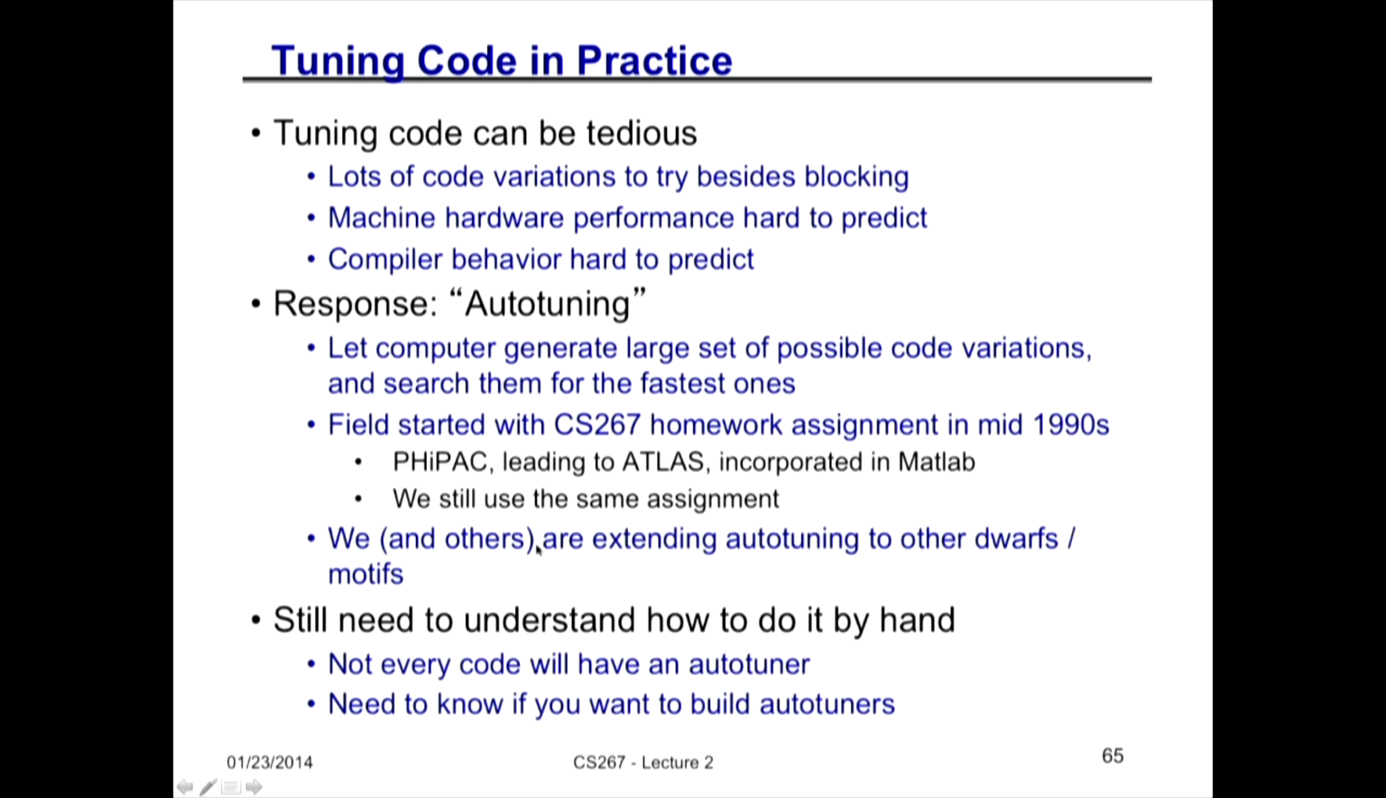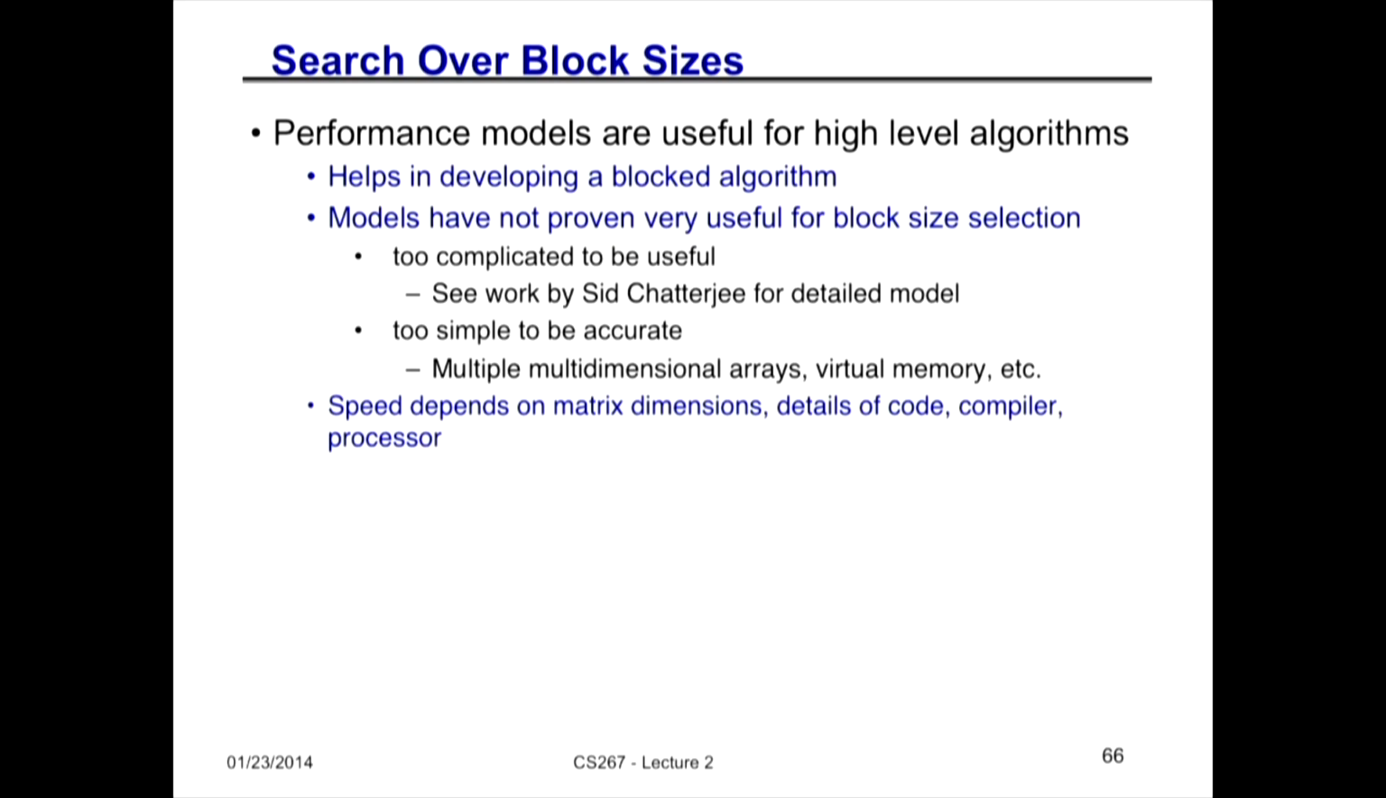But I'm telling you all this because not every code will have an auto-tuner, and if you really want to get peak performance, you might want to do some of this by hand, up to you. So let me give you a tour of what this tuning space is like. The first one is, what are the right block sizes? I said the theory predicts that they should be square subblocks, and you need 3 of them, one for the 3 matrices A, B, and C, and they should all fit in fast memory.